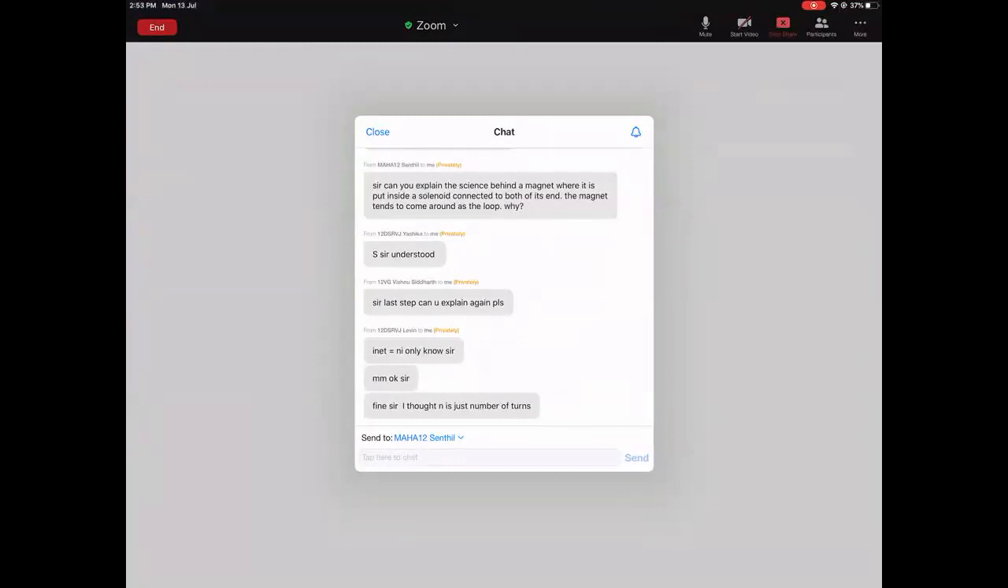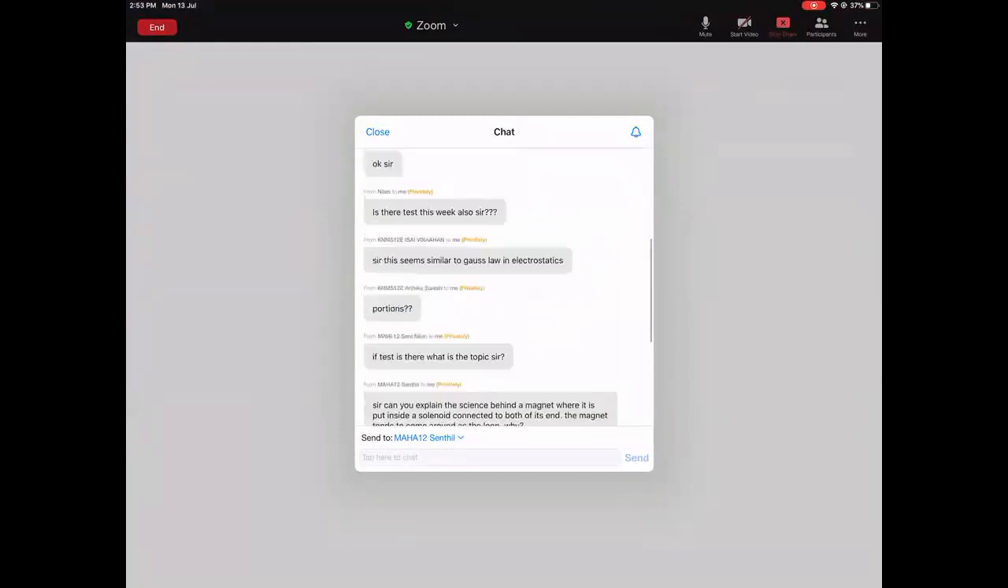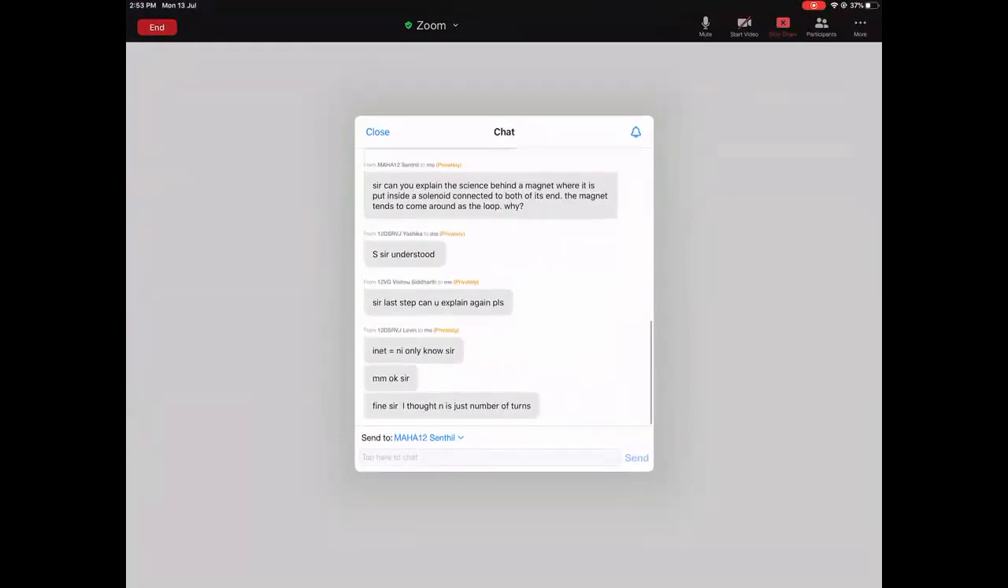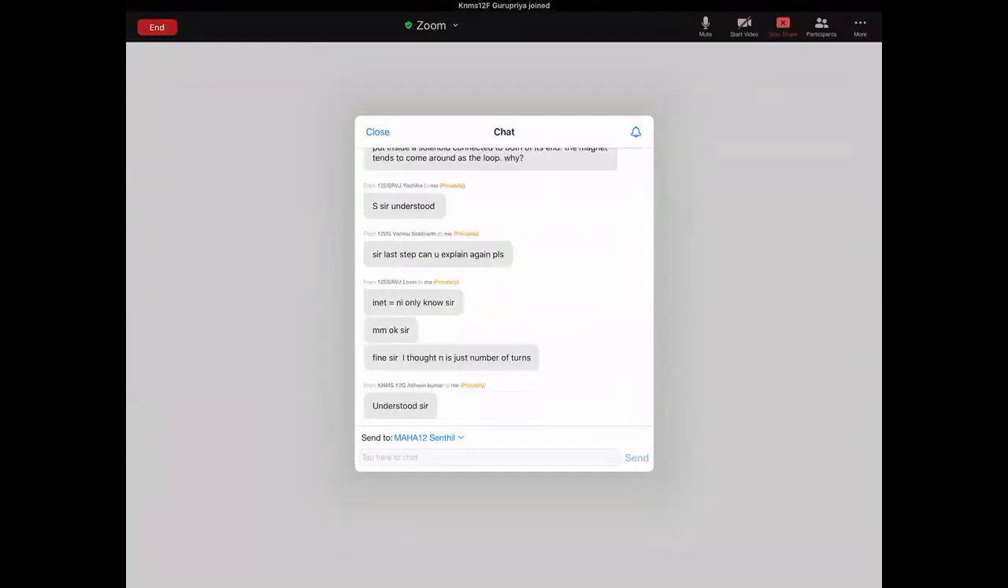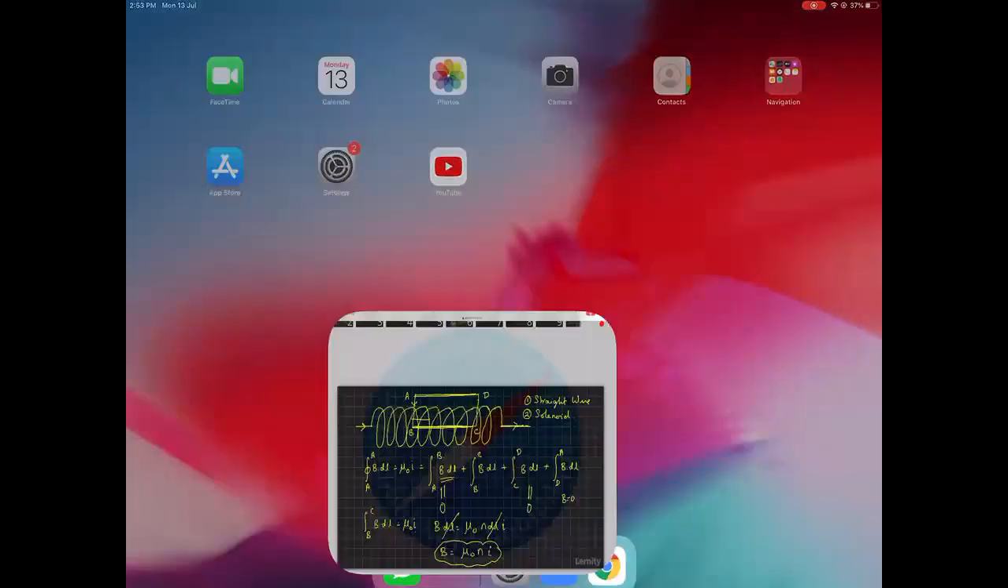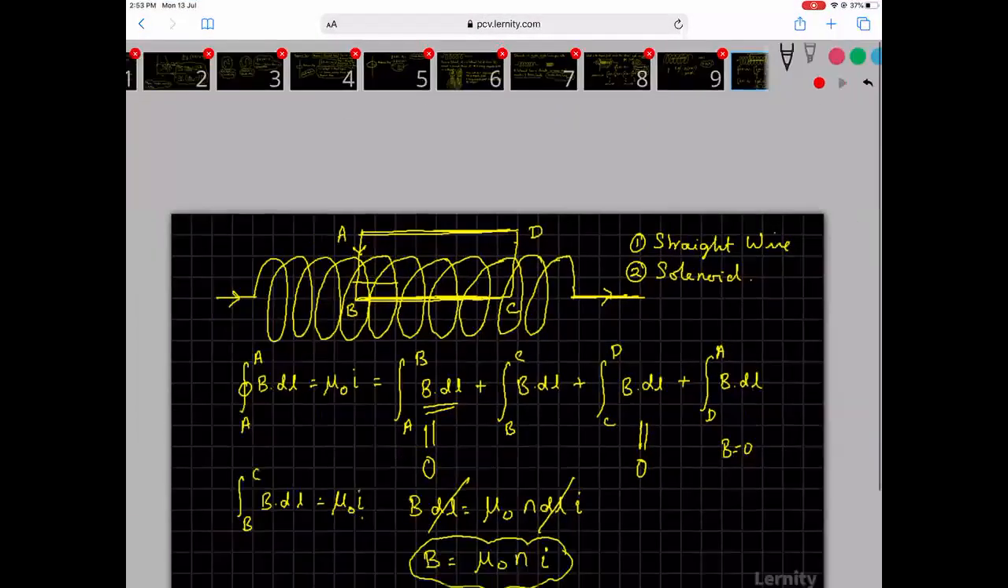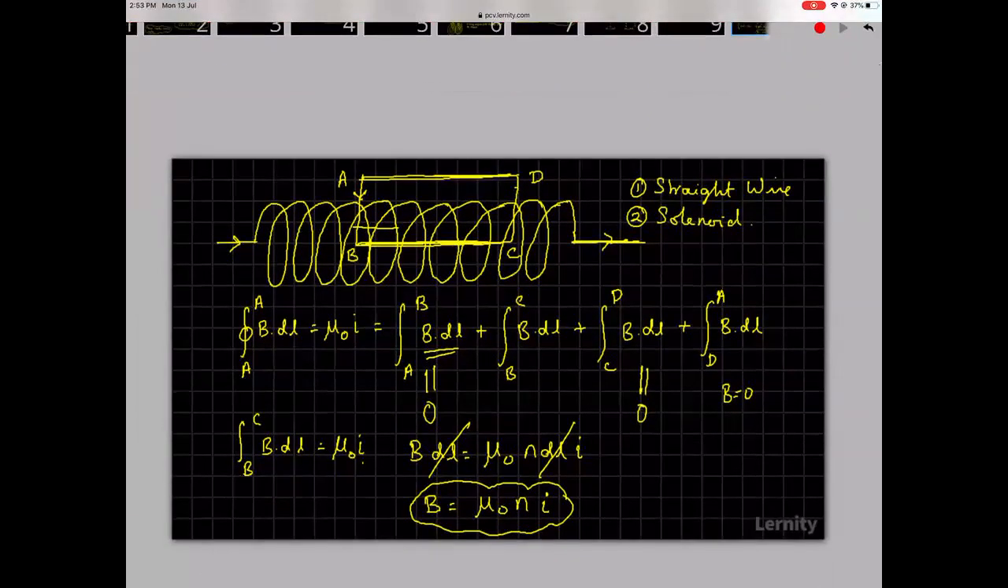No, N is number of turns per unit length. Okay. Yeah, so if I can get some response, I will move ahead. Do you guys understand what we are saying? You want more time? I don't know, you guys don't ask questions, you don't speak, so I don't know whether you guys are sleeping or whether I'm teaching fine and you're understanding everything. So I don't know.